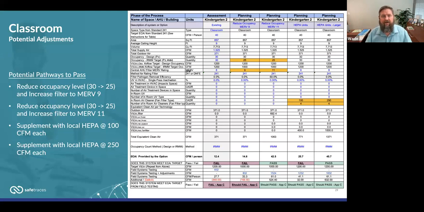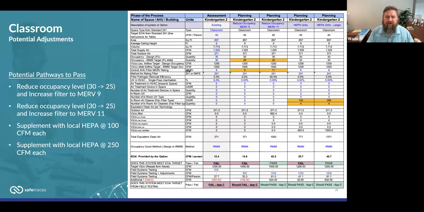The first scenario is to reduce the occupancy from 30 down to 25 and to go to a MERV 9 filter. Let's say you had extremely old equipment and you weren't sure you could get higher, and you go, well, I'm going to at least do a MERV 9 filter. When you get down to the bottom, you can see that through the calculation, it's a fail. And then through the testing, it still failed. It's still a fail. Yep.